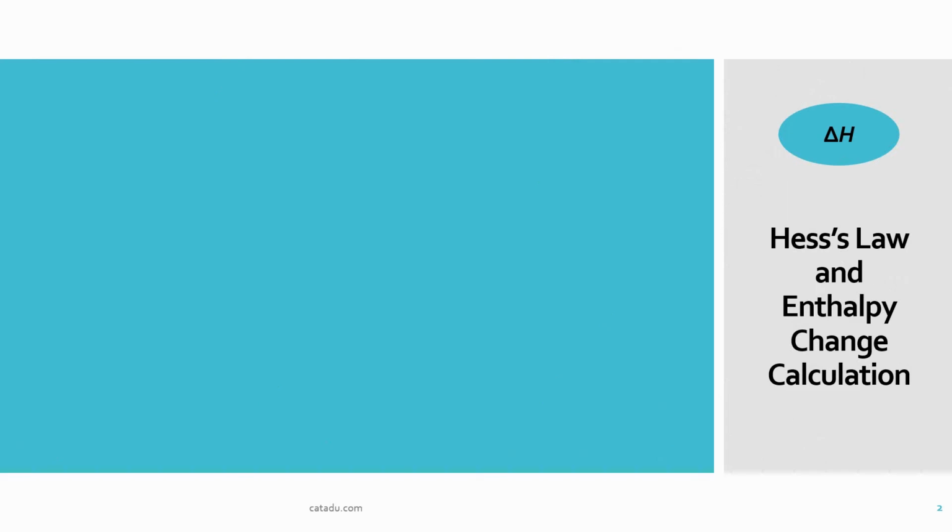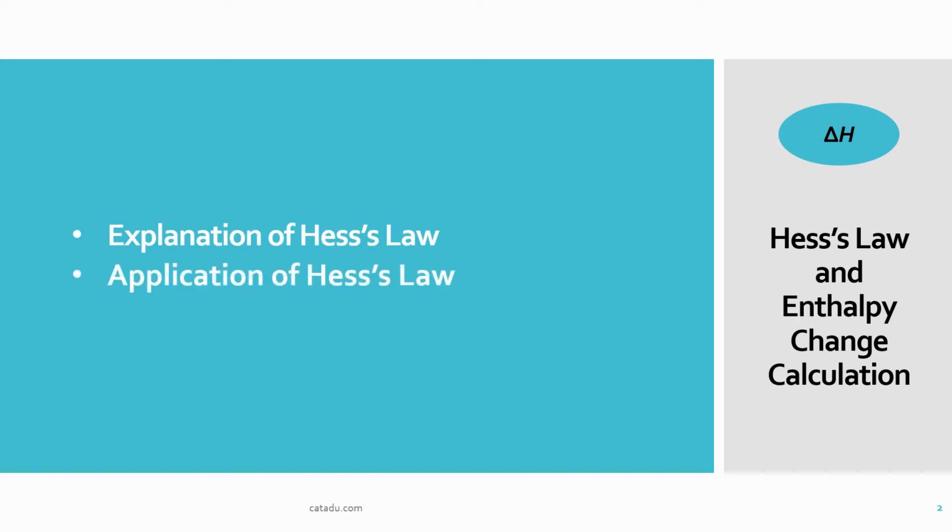This is the second part of the chapter, Energetics. Here I'll explain Hess's Law and the enthalpy change calculation. The main points are here: explanation of Hess's Law. Here I'll give this very simple explanation so that you can understand. And another one, application, how we can calculate enthalpy change using Hess's Law.